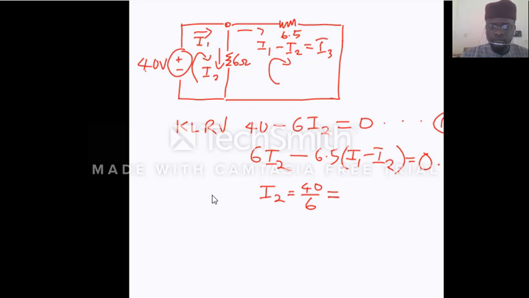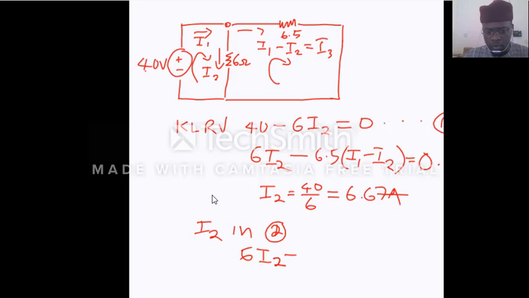By making I2 the subject of the formula in equation 1, our I2 becomes 40 divided by 6, and then we stand at 6.67 ampere. And then by substituting that same value, 6.67, into equation 2, we're going to get I1.